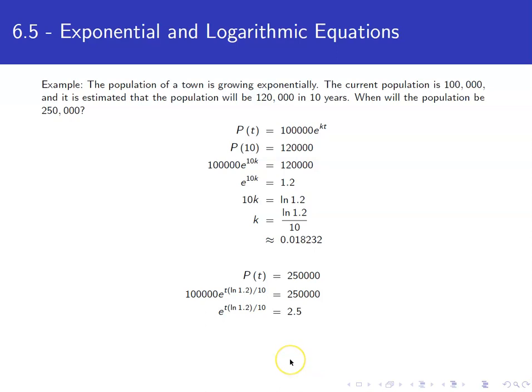Divide both sides by 100,000. Take the natural log of both sides to get rid of the e. Multiply by the reciprocal on the left-hand side and get our t is equal to 10 times the natural log of 2.5 over the natural log of 1.2, or approximately 50.26 years.